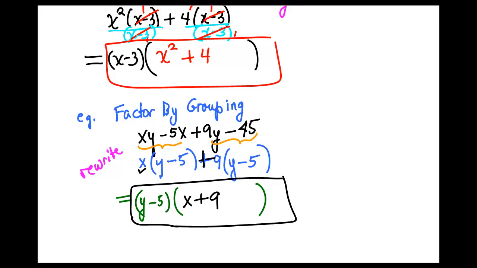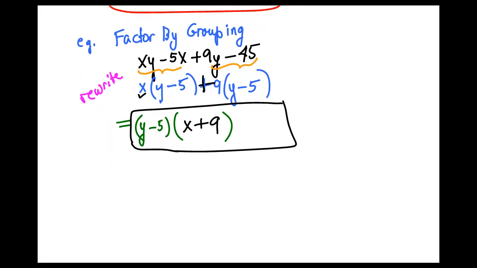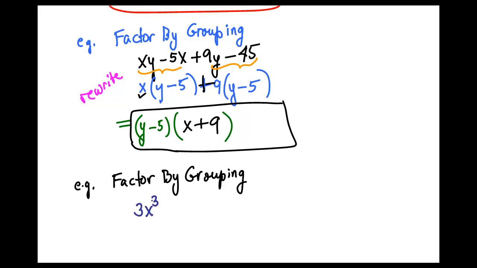We'll do one last one, a little bit tricky. So for example, I might say factor by grouping. I'm going to do the problem. It's going to be 3x cubed minus 6xy minus 10y squared plus 5xy.